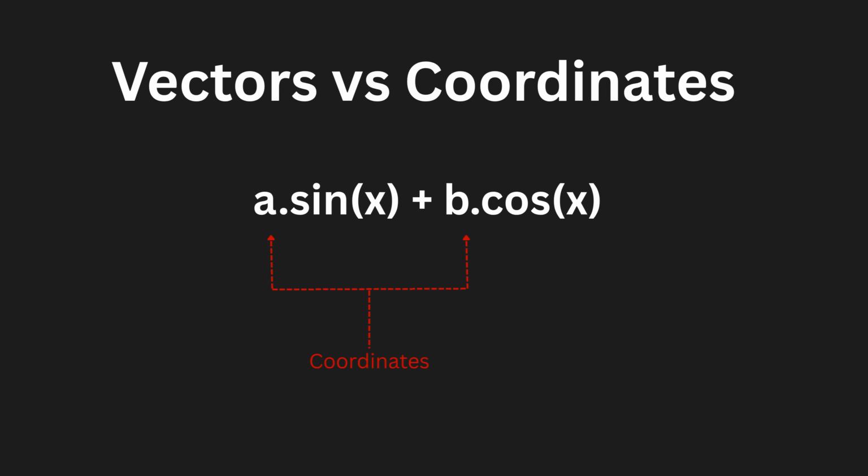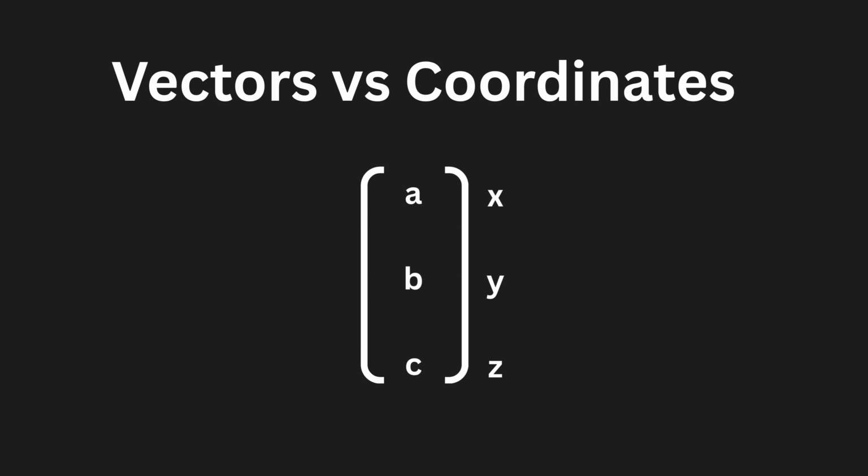In software, because 3D coordinates map so perfectly to a 3-item array like x, y, z, we got lazy. We started calling the array the vector. But remember, the array is just a list of coordinates representing how much of each basis vector to use.